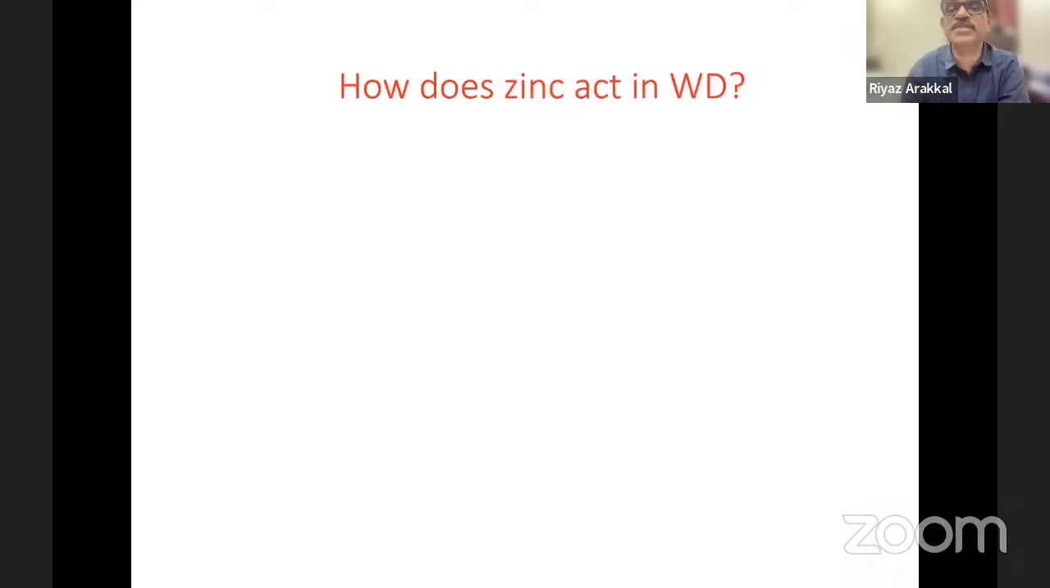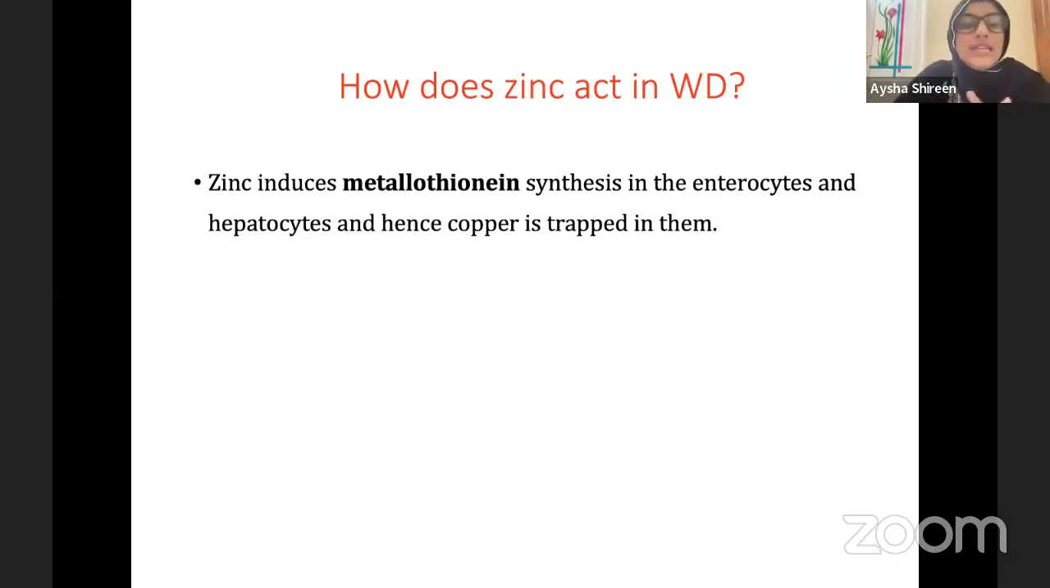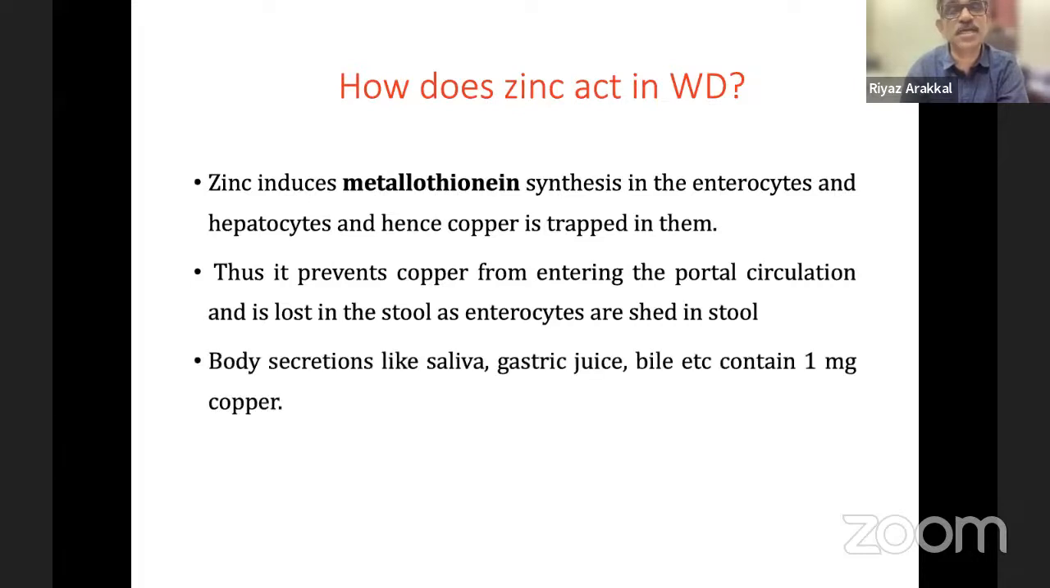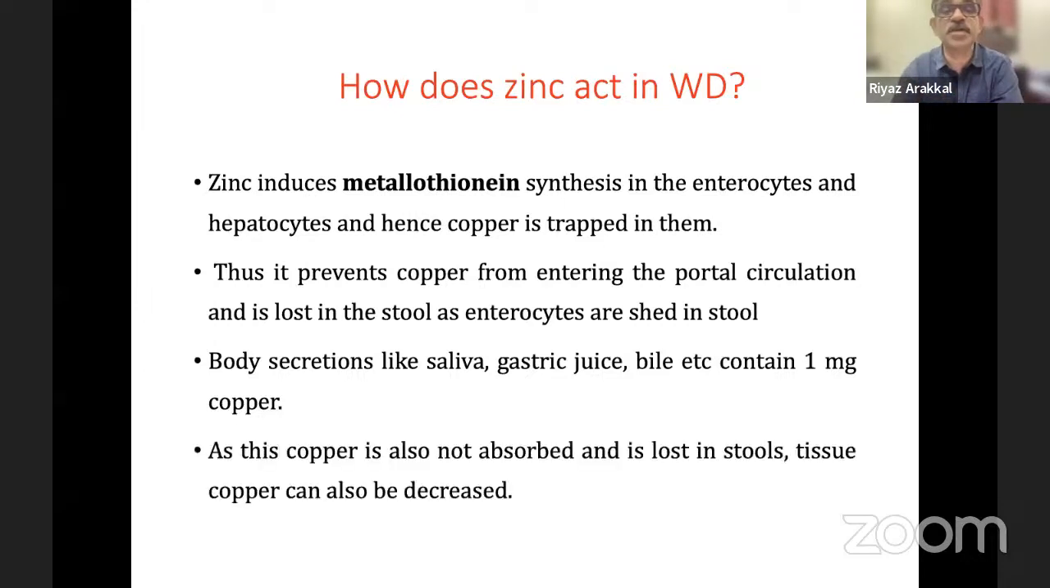How does zinc act in Wilson disease? The zinc can induce the metallothionein, and thereby it can trap the copper within the enterocytes. That's right. Thus, it prevents copper from entering the portal circulation. It is lost in the stool because the enterocytes are shed in the stool. Remember that the body secretions like saliva, gastric juice, bile, etc. also contain a lot of copper. This copper will also be lost in the stool with the help of zinc. So zinc is a very useful drug.